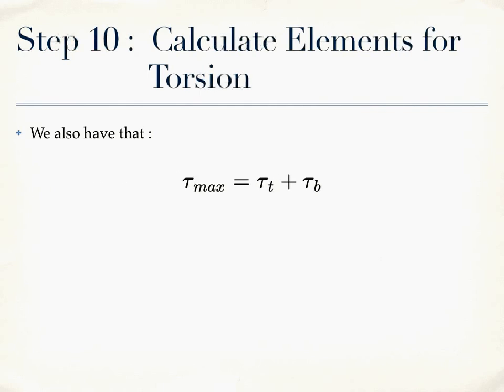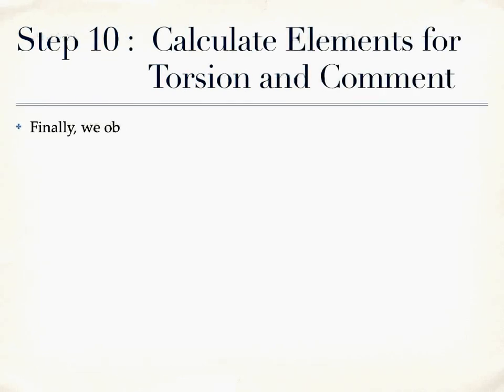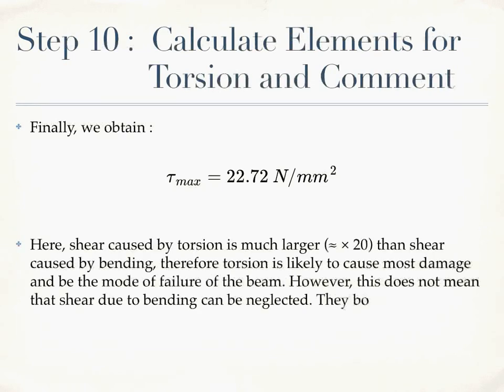Finally, we can now calculate total shear stress by adding shear stress due to torsion to shear stress due to bending, giving us 22.72 in the web and 14.29 newtons per millimeter squared in the flange. We choose the larger of those two values, allowing us to finally obtain our maximum shear stress as 22.72 newtons per millimeter squared acting in the web.